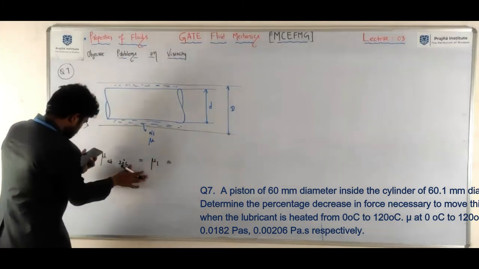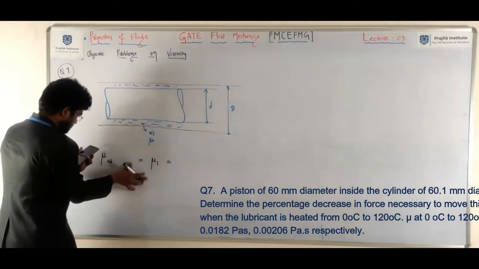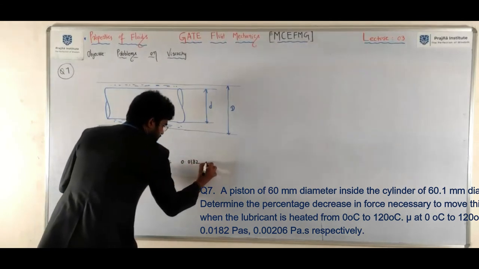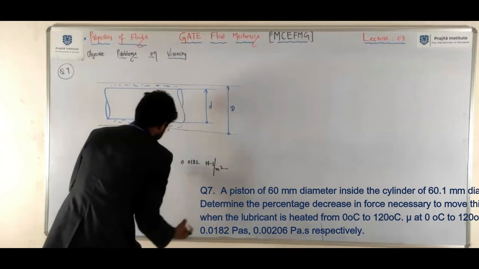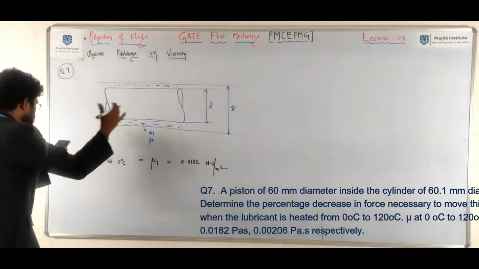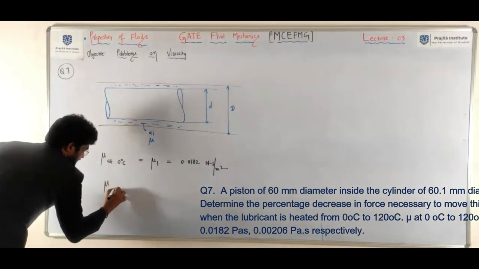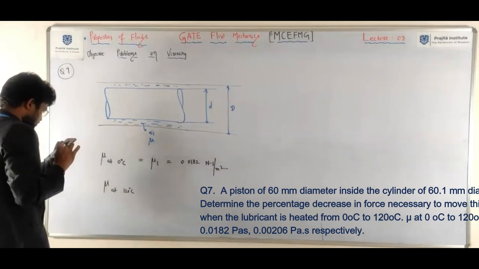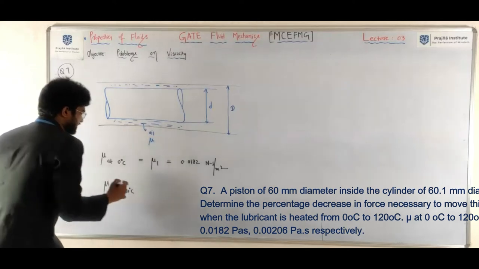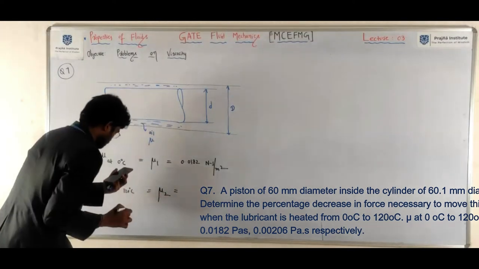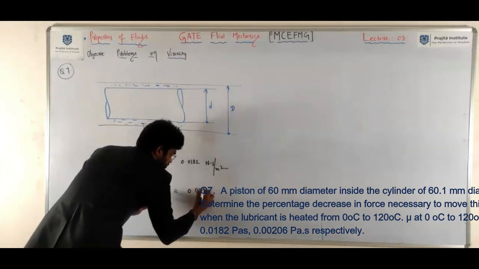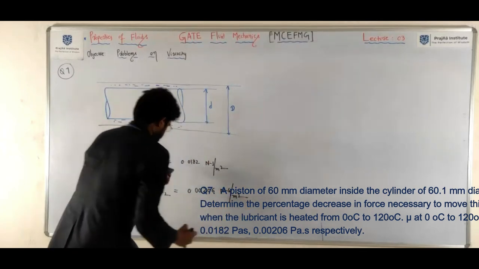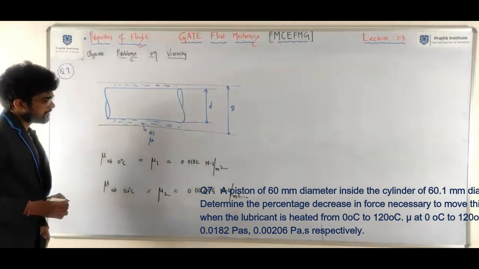Initially, the temperature is 0 degree centigrade, and mu is 0.0182 newton second per meter square. Next, you increased the temperature of the oil to 120 degree centigrade. Mu at 120 degrees centigrade, mu 2, is 0.00206 newton second per meter square.